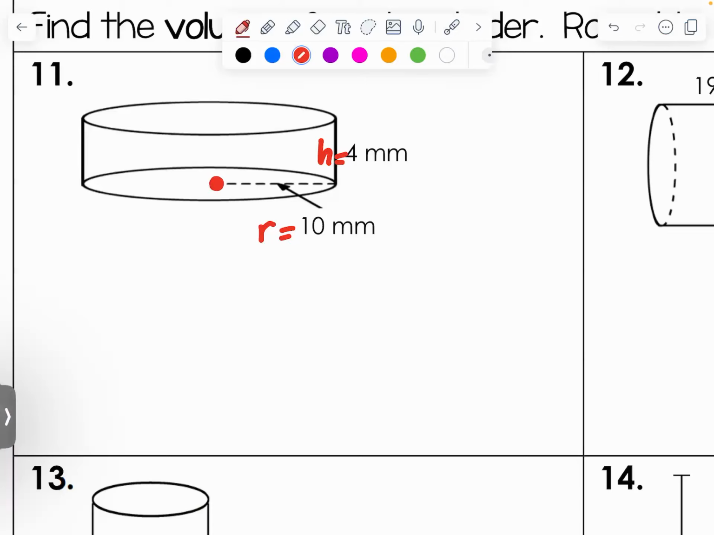This guy right here, that's the center of the circle. And the radius goes from the center of the circle to the edge. That's how we knew it was the radius. Okay. We knew that 4 was the height because the height is connecting those two circles. All right, so what I want you to do, I want you to write down our formula. Volume equals pi r squared h. Everybody write it down.